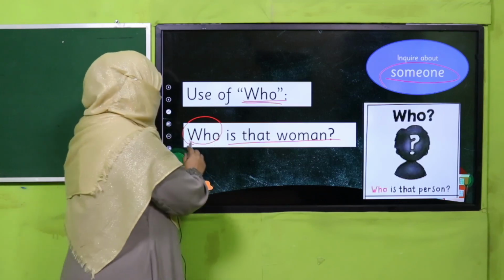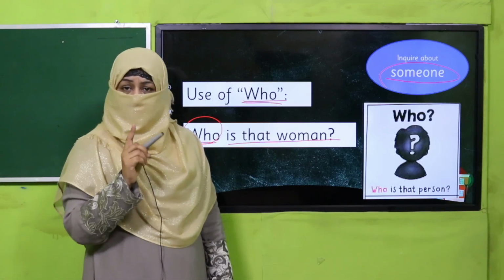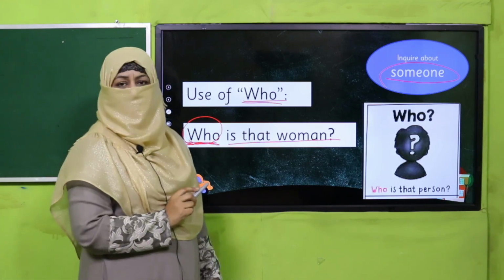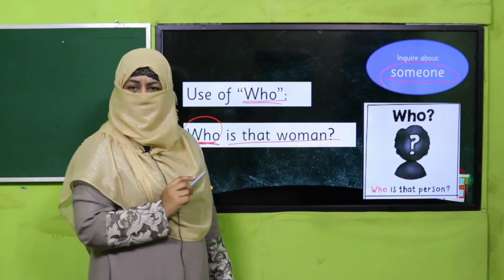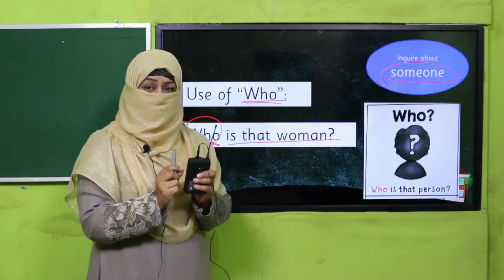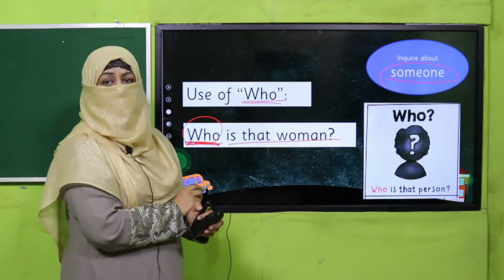If someone asks you this question, who is that woman? It means the person is asking you about a person. Who is that woman? So you have to tell, she is my mother, right? This is how we identify a question, by looking at the question word.